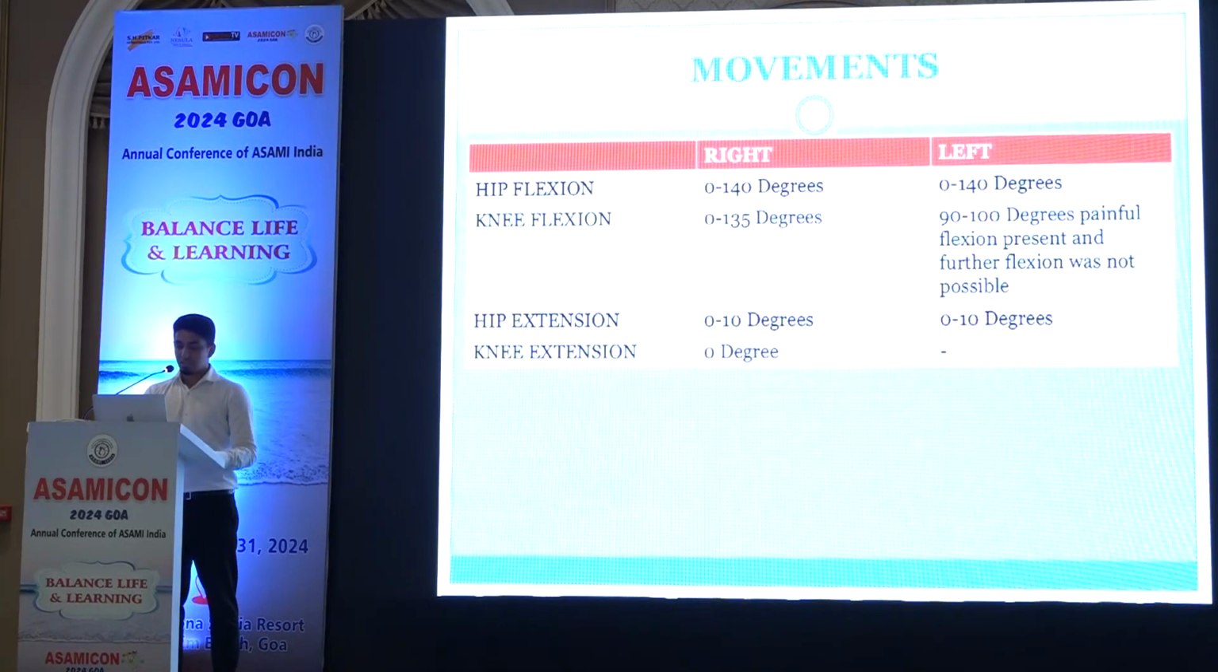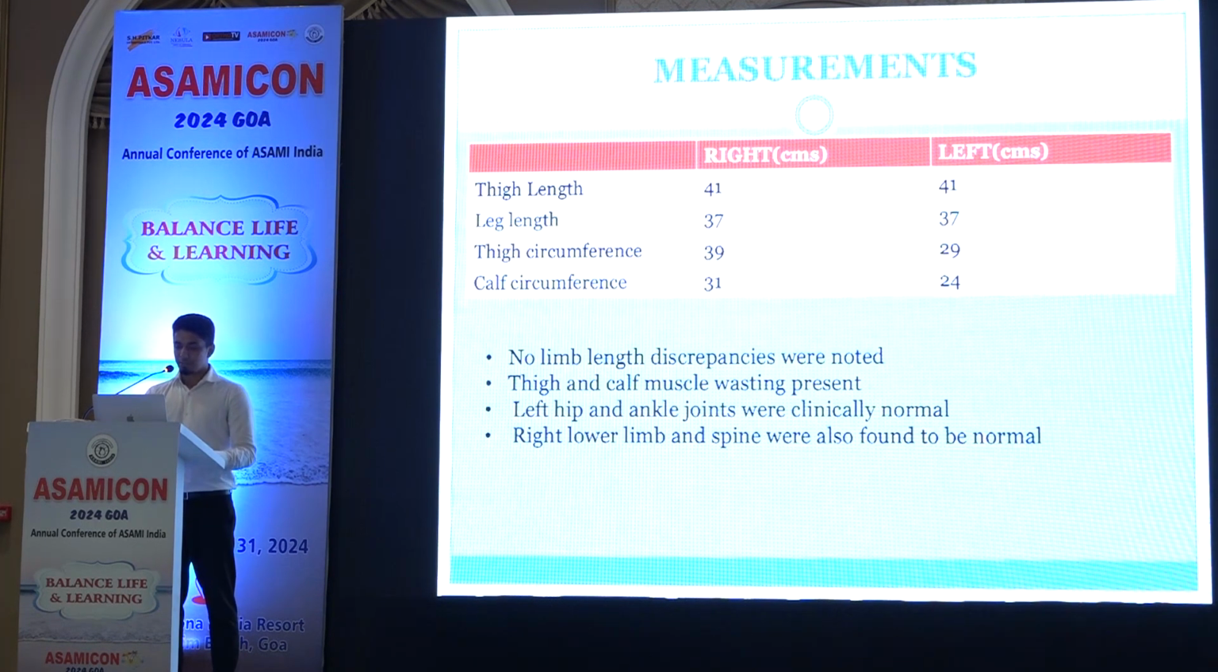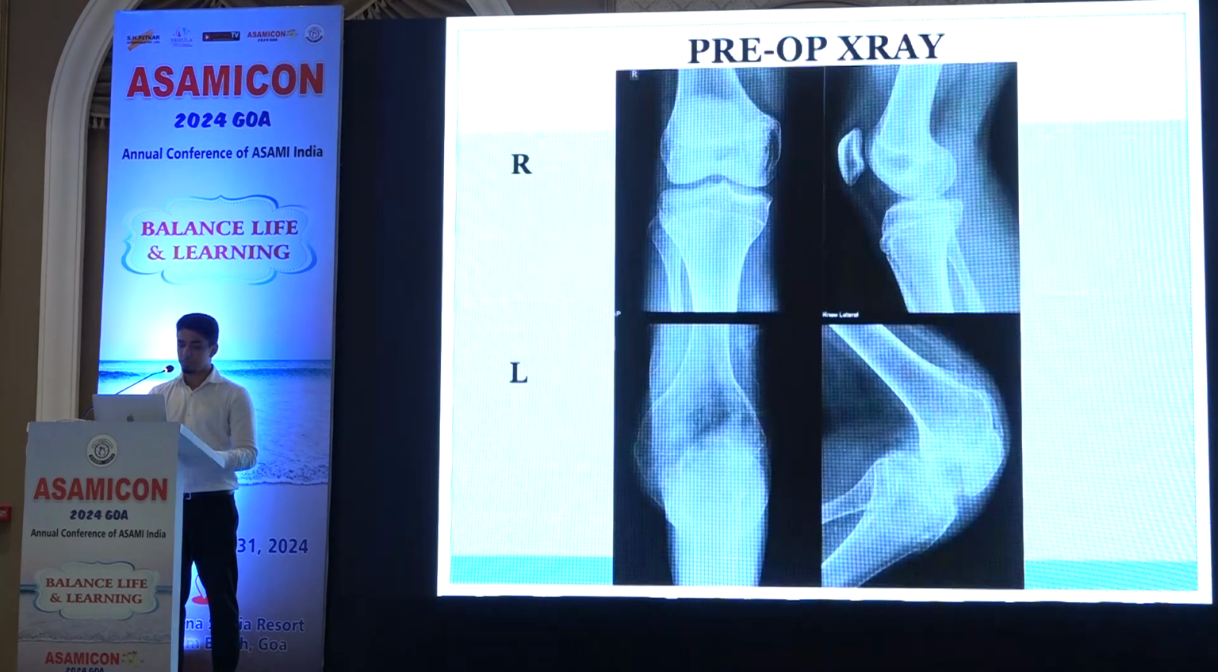The movements. The patient had 90 to 100 degrees of painful flexion over the left knee, and further flexion was not possible. The hip flexion and hip extension were normal, and knee extension could not be assessed. Measurements. No obvious limb length discrepancy was noted. Thigh and calf muscle wasting were present. Left hip and ankle joints were clinically normal, and the right lower limb and spine were also found to be normal.